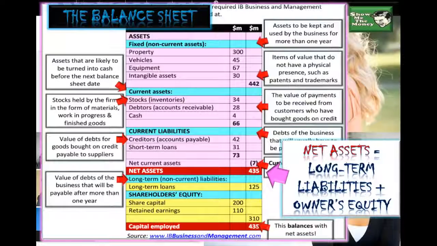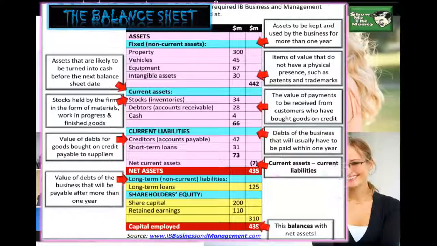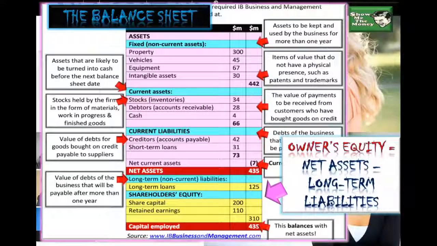Net assets down the bottom part we can see is equal to long-term liabilities and owner's equity. This is where the whole thing balances. Net assets must equal capital employed. If that doesn't happen, we haven't got a balance sheet because the thing does not balance. We can also have a look at owner's equity in terms of that being measured as net assets minus long-term liabilities.